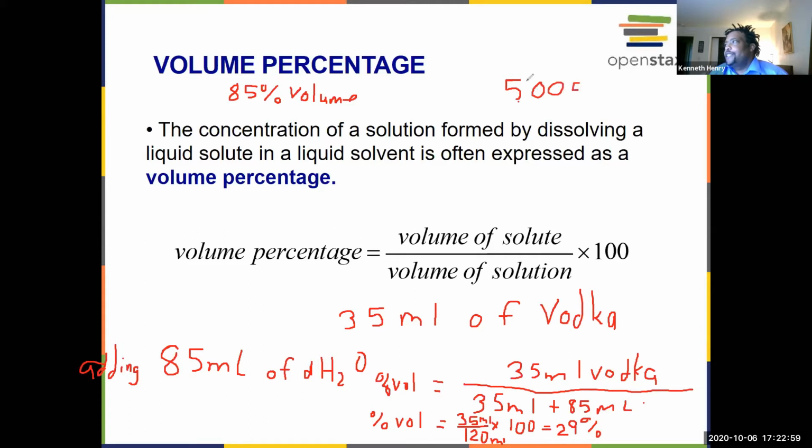And so we're going to dilute it down to 5.005 liters, and then we're going to have it be 10% volume of vodka. How much of their 85% must they use?